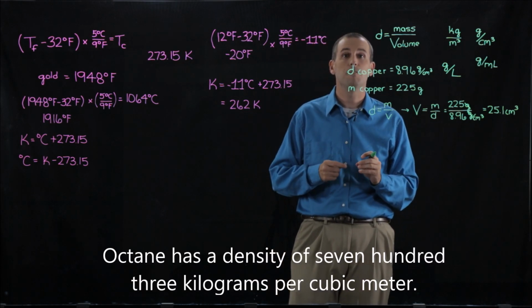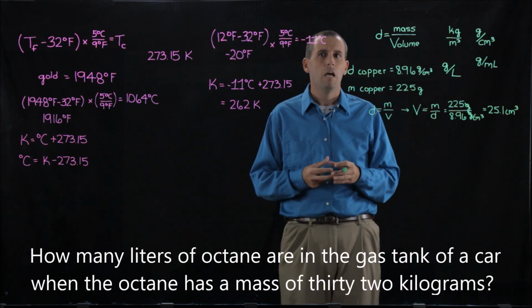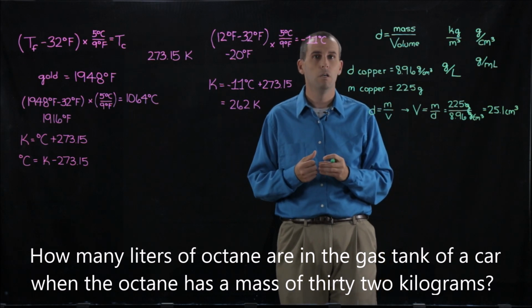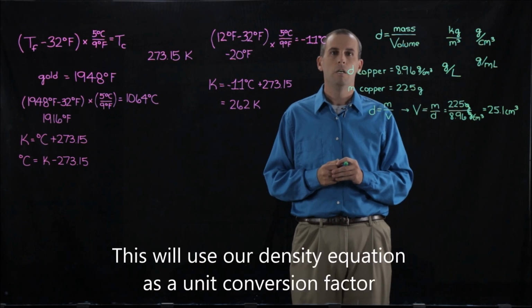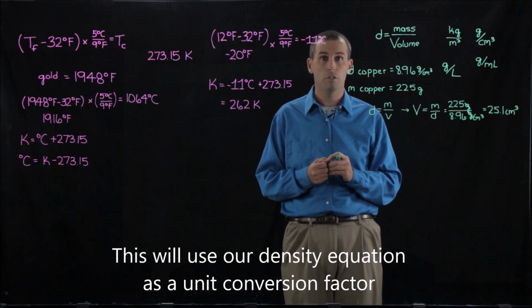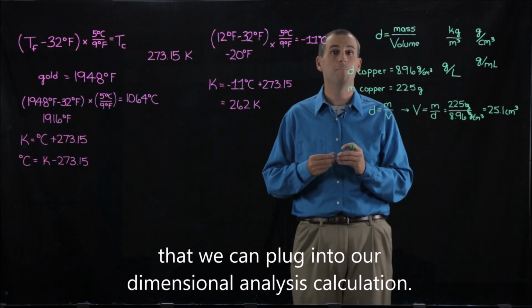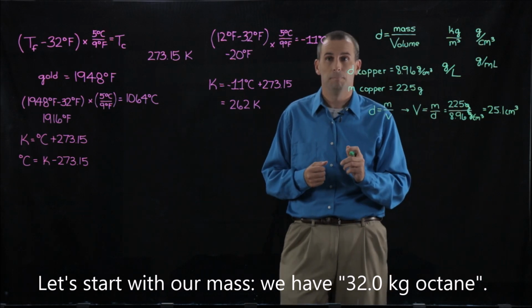Now let's try a slightly harder problem. Octane has a density of 703 kilograms per cubic meter. How many liters of octane are in a gas tank of a car when the octane has a mass of 32 kilograms? This will use our density equation as a unit conversion factor that we can plug into our dimensional analysis calculation.